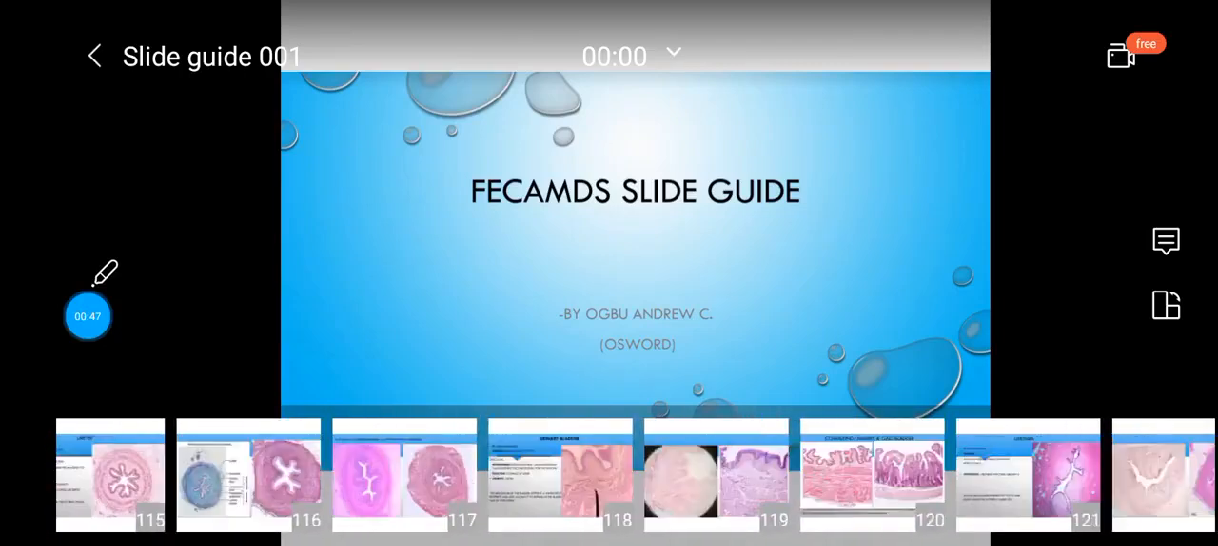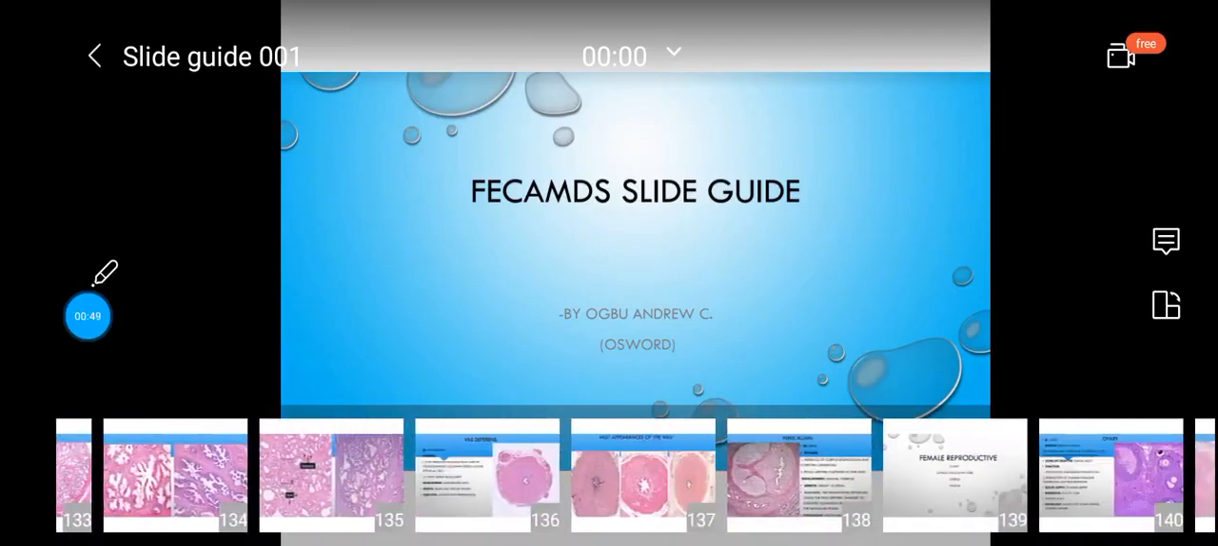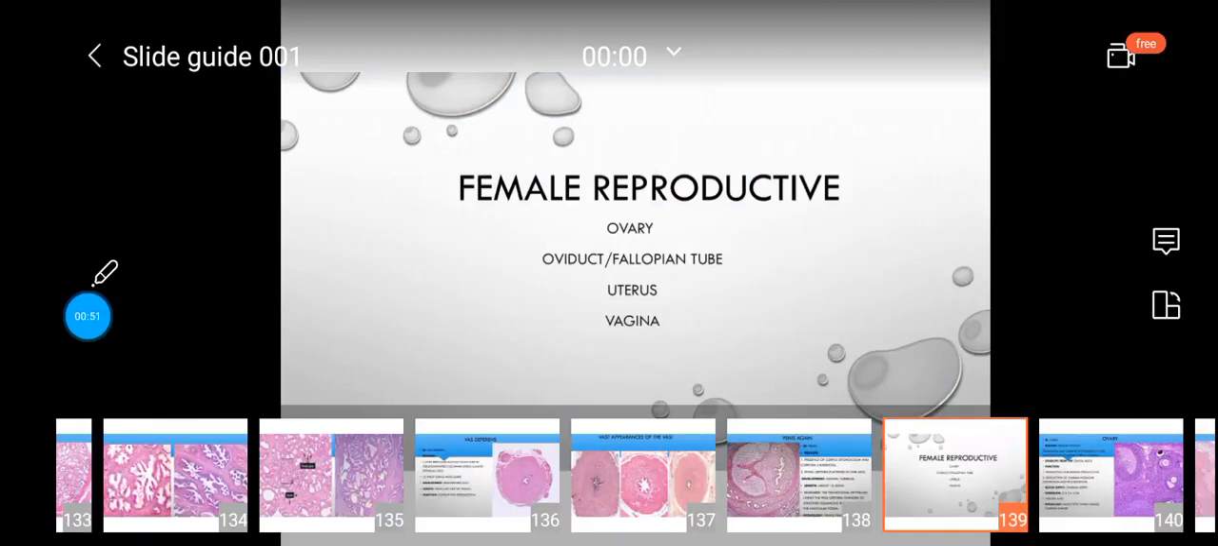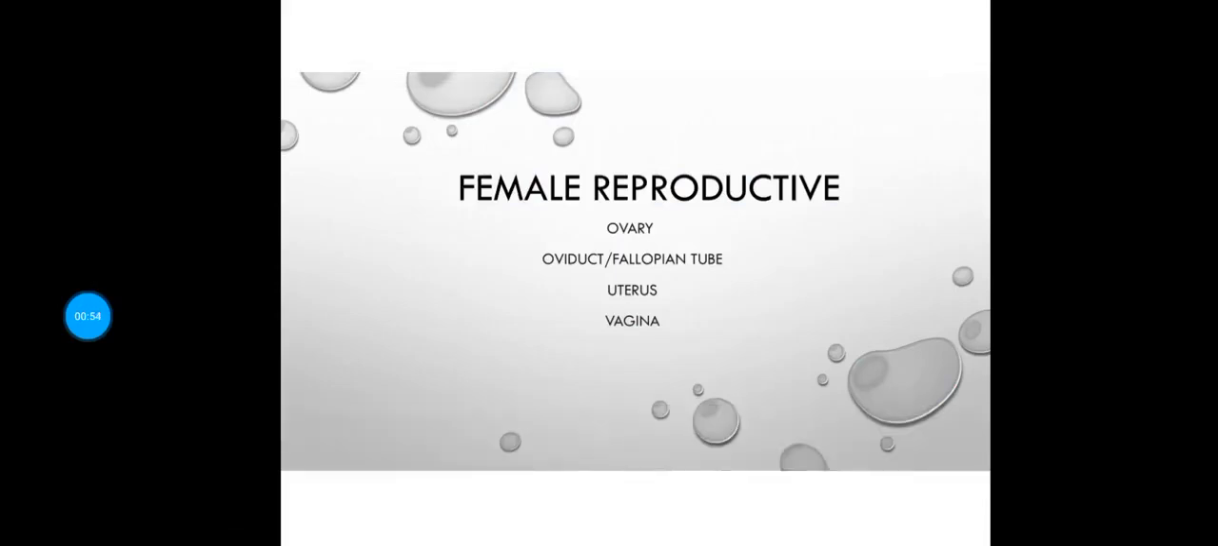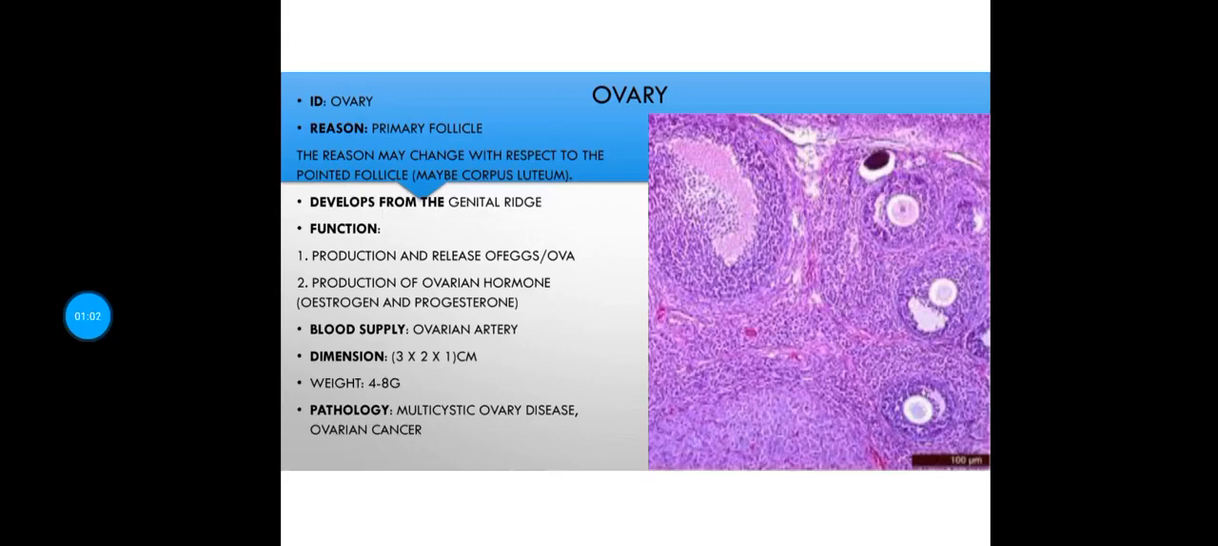So today we'll be looking at the histology of the female reproductive organs. The organs that we're going to focus on include the ovary, the fallopian tube, the uterus, the vagina, and also the mammary gland. So the first one is the ovary.